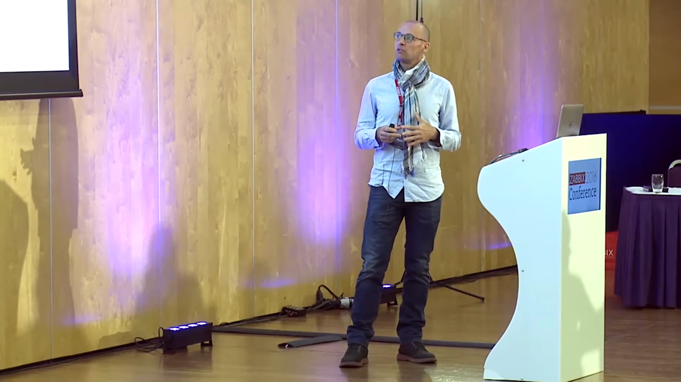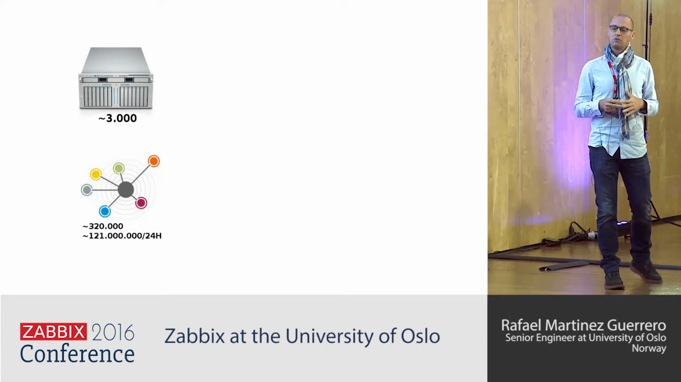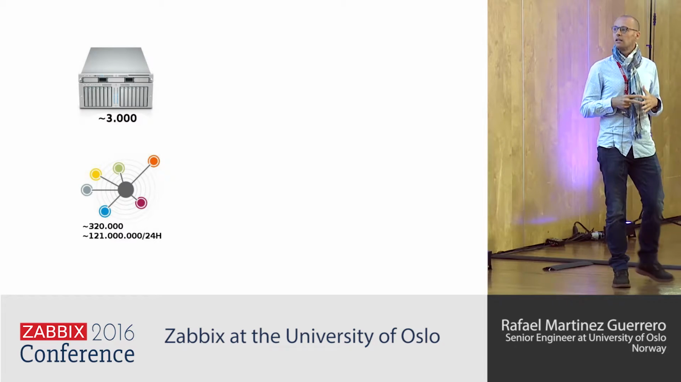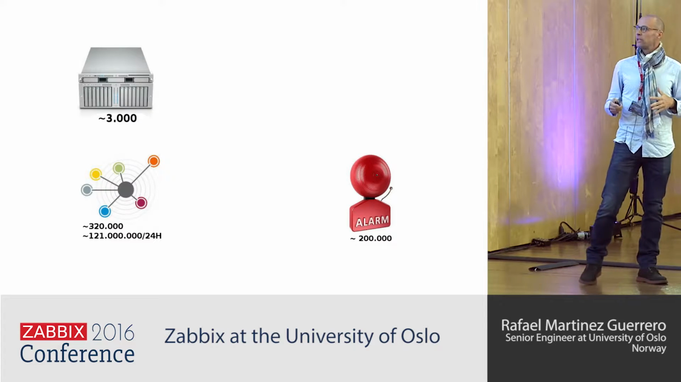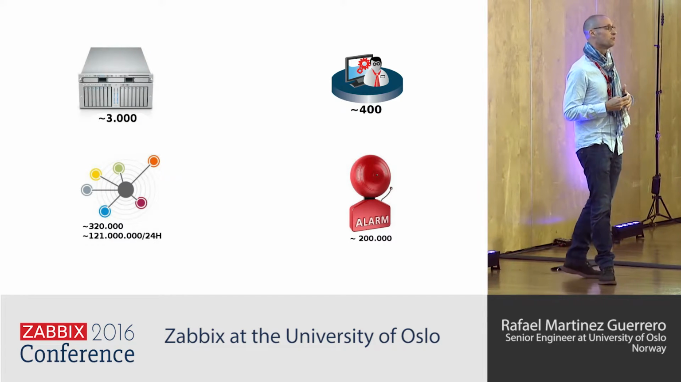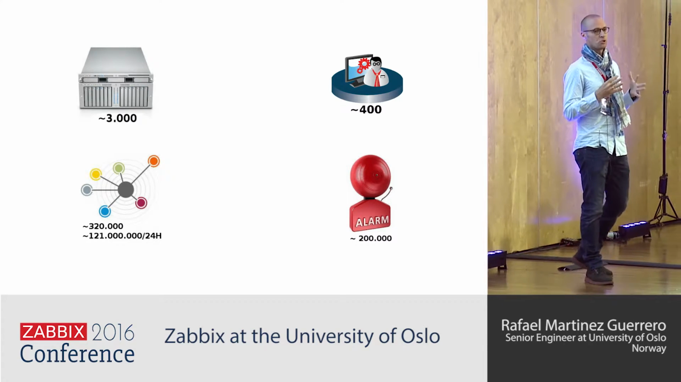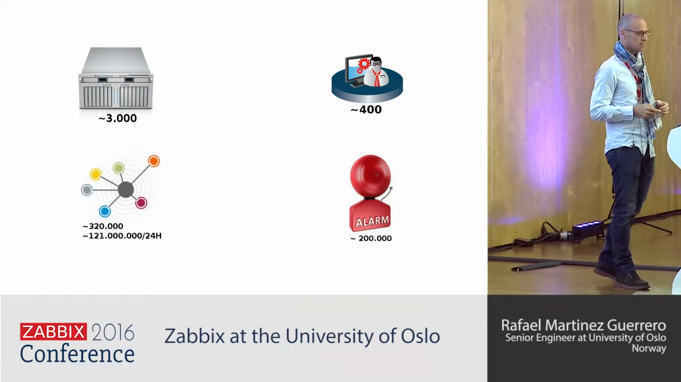So with this infrastructure, we have around 3,000 servers registered in Zabbix. We have around 320,000 items in the system, around 200,000 alarms or triggers, and we have around 400 users with access to the system, but only around 30–40 are in the system all the time. So not all of them are using the system at the same time.